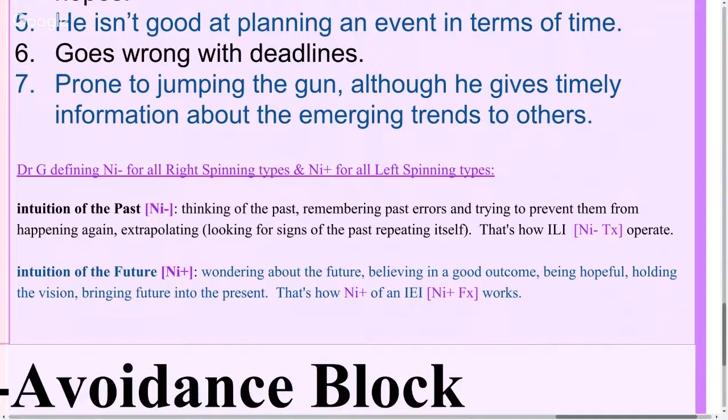NI plus, and remember, it's going to switch as well, but there's going to be a bias towards NI minus in ILI. This is IEI. IEI will sort of show it like this. Intuition of the future, wondering about the future, believing in a good outcome, being hopeful, holding the vision, bringing future into the present. That's how Ni plus of an IEI resembler works, an NeFx.